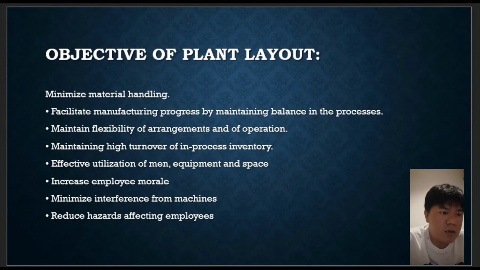So next is minimize interference from machines. And the next is reduce hazards affecting employees. So that's all.